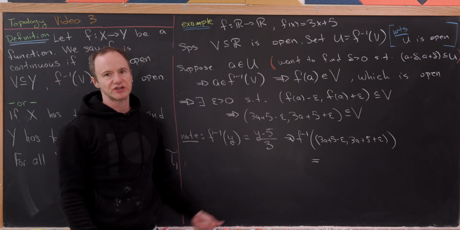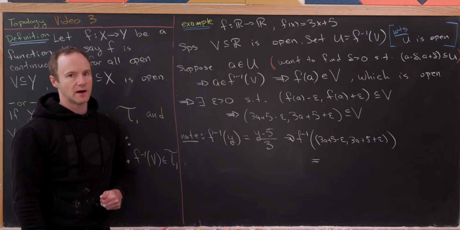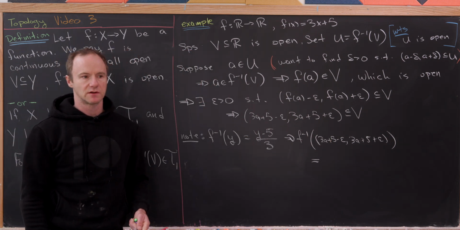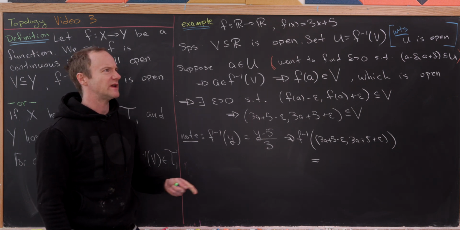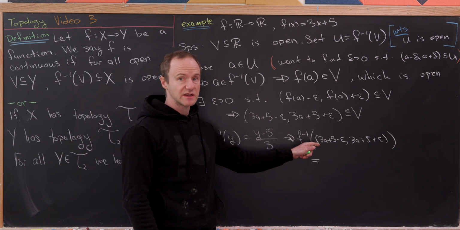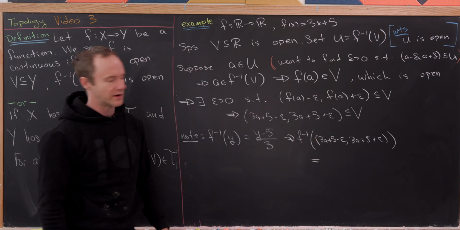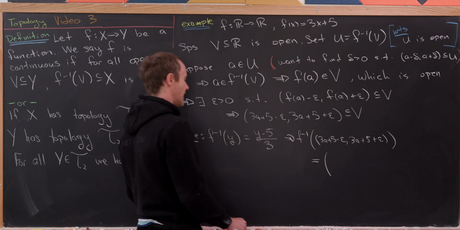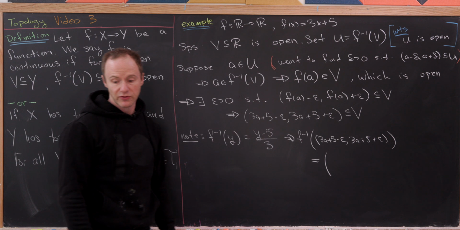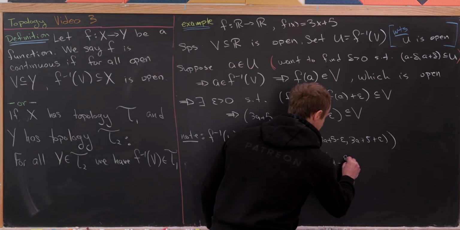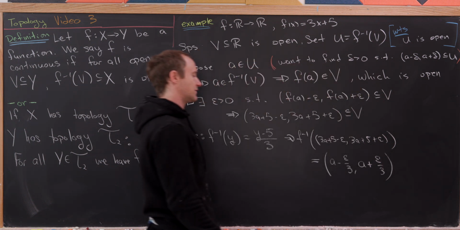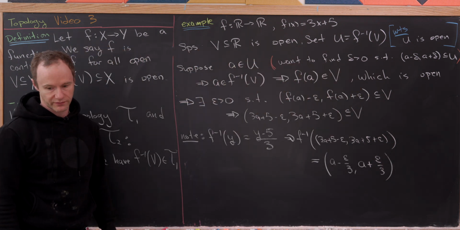Well, notice that this function is an increasing function because it's a line with a positive slope, which means if we apply it to an interval, the image is just going to be what we get by applying the inverse function to the first part of the interval, the left-hand endpoint, as well as the right-hand endpoint. Okay, so let's see. Applying (y - 5)/3 to this left-hand endpoint, I'll let you do the calculation, but it's pretty easy to see that this is a - epsilon/3. And likewise, the right-hand endpoint is a + epsilon/3.